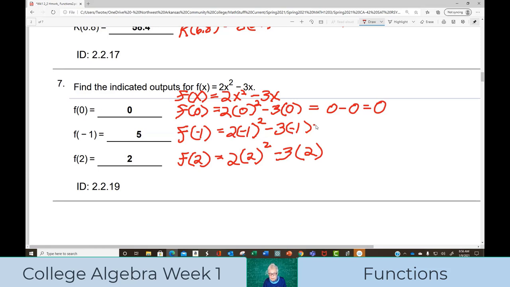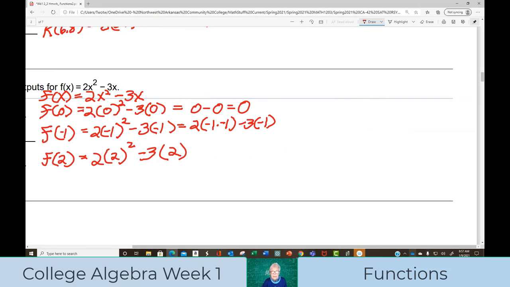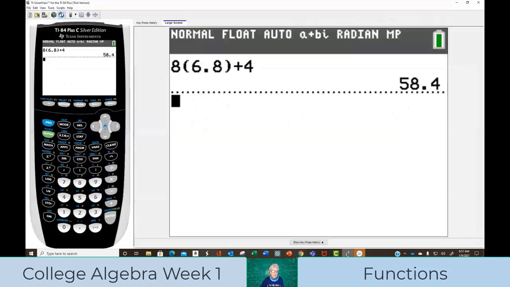Here, very important. Negative 1 squared is negative 1 times negative 1. So let's write it down the way it is. 2 times negative 1 times negative 1. Minus 3 times negative 1. Negative 1 times negative 1 is positive 1. This is if you're doing it by hand. 2 times 1 minus 3 times negative 1. You've got a negative 3 there. You're multiplying by a negative 1. That will give you a plus 3. So 2 times 1 is 2 plus 3 is 5. Let's put it in the calculator because negative numbers are probably safer to do in the calculator.